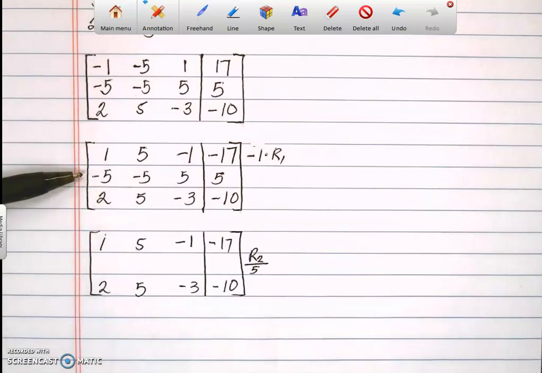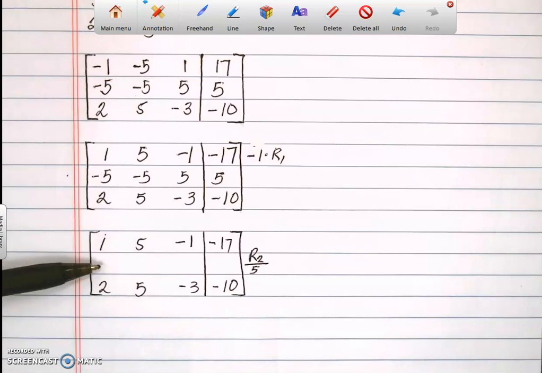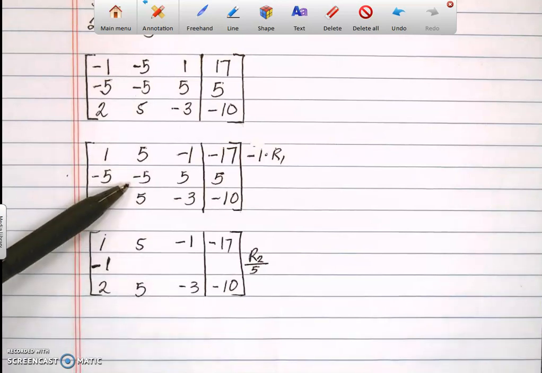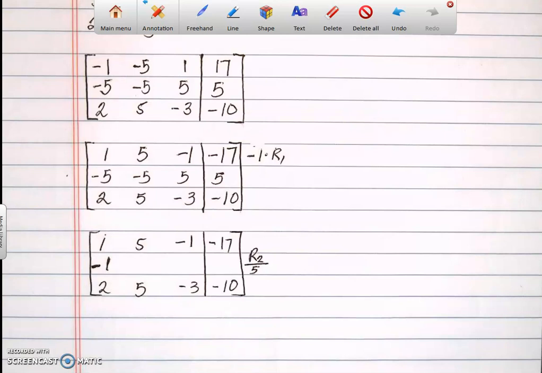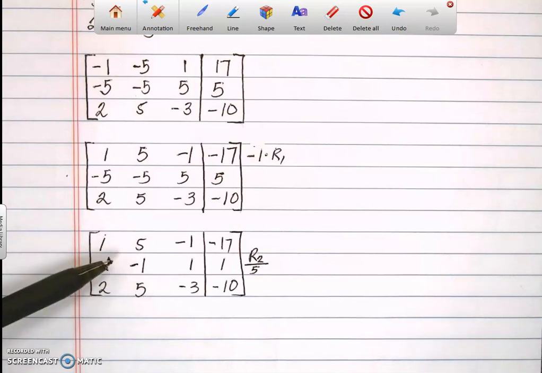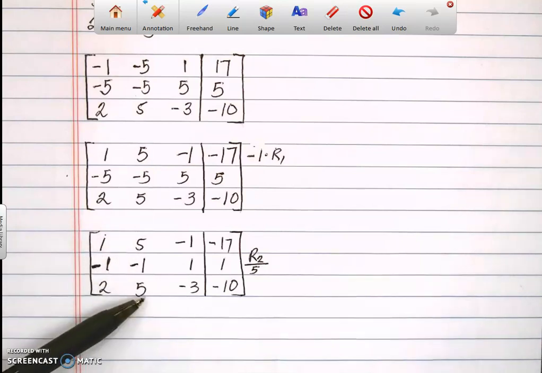So negative 5 divided by 5 is negative 1. Negative 5 divided by 5 is again negative 1, and then 5 divided by 5 is 1, then 5 divided by 5 is 1. Okay, so we got them all down, and what we want to happen now is we want this to be a 0. Now remember, this lower triangle should be 0, 0, 0.